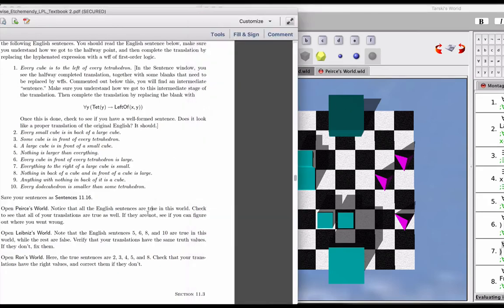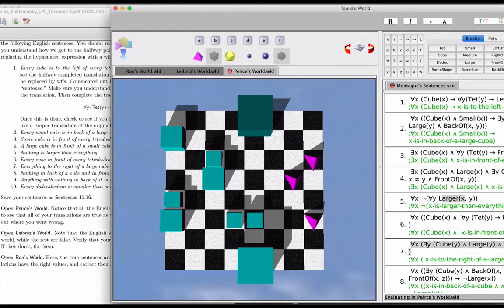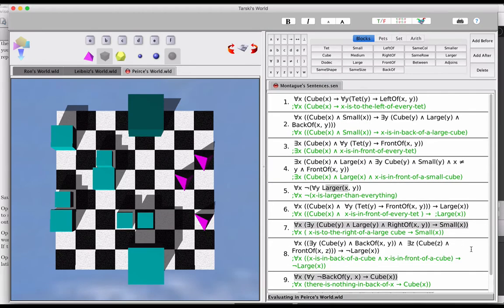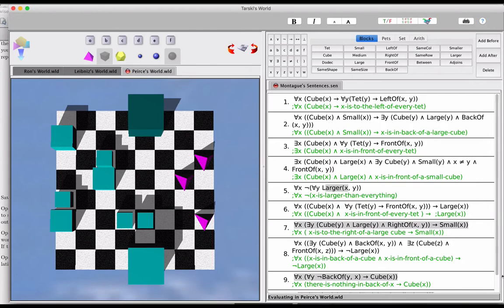Okay, so now what we need to do is check that all of our translations are true. Let's assume that the translations have come out true in Peirce's world. Remember, that does not guarantee that we've got an accurate translation, that is, a translation that exactingly reflects what the original English language says.